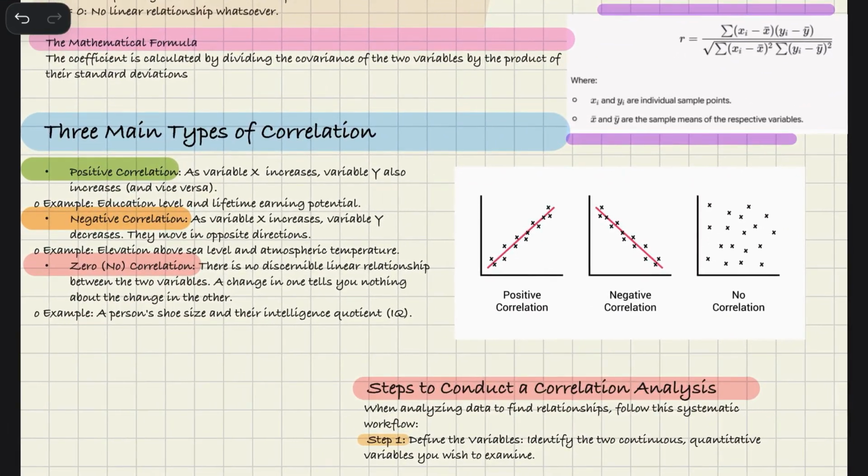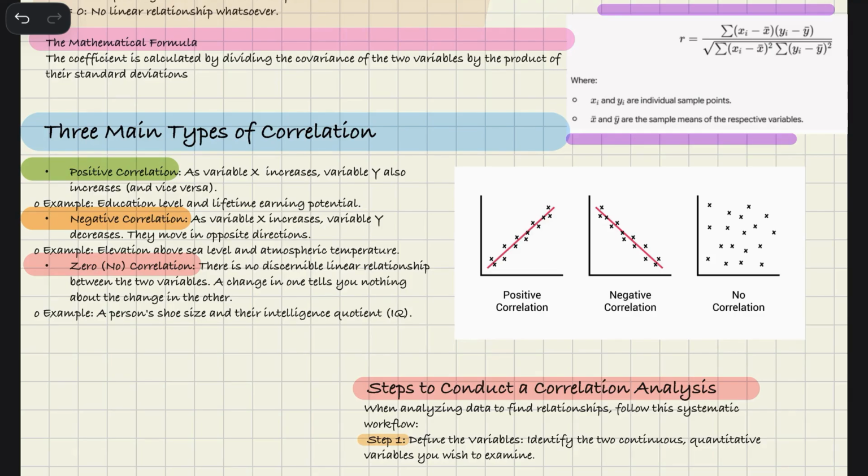We have already discussed the three main types of correlation. The positive, where variable x increases and variable y also increases. In the negative correlation, variable x increases and variable y decreases, so they move in opposite directions. Positive correlation is an agreeable relationship: if x increases, y also increases; if x drops, y also drops.